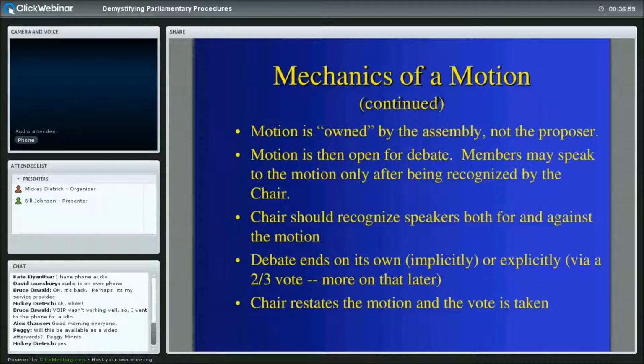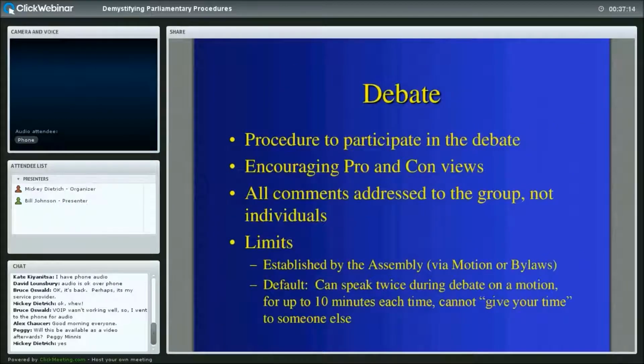We'll get to that in a minute too. That's called calling the question. You may have heard that phrase before. So once the debate ends, either on its own or via a motion, the chair then restates the motion and takes the vote. That's as simple as that. So that whole action of debate is what we just were talking about. I want to get into a little bit more detail here.